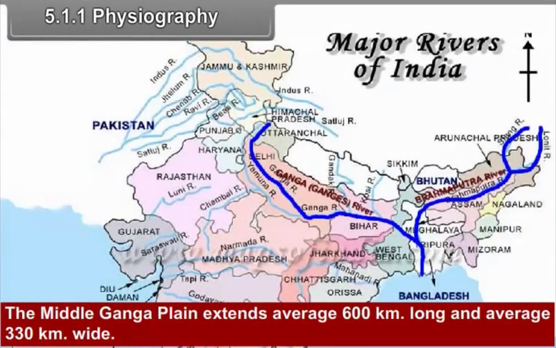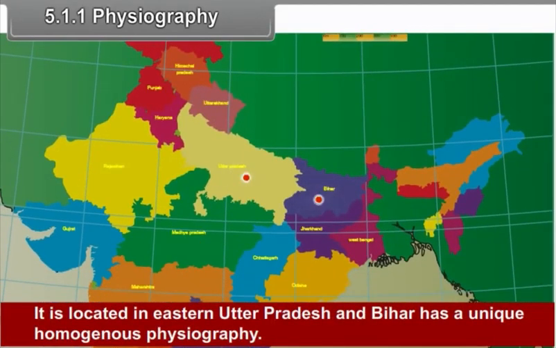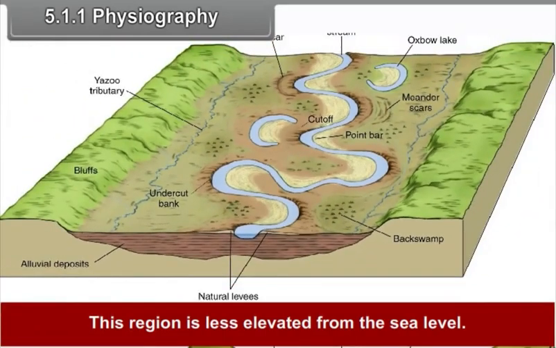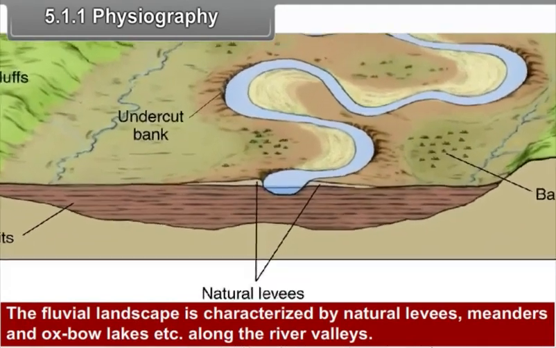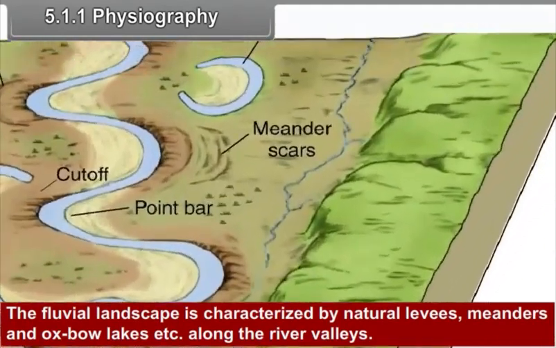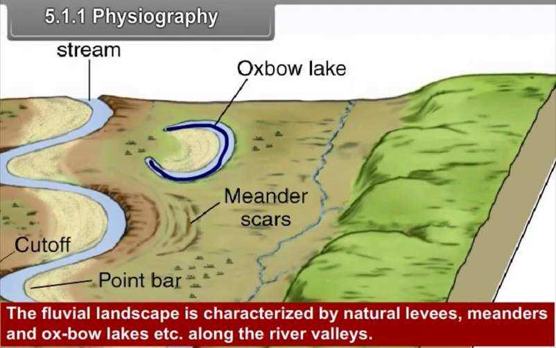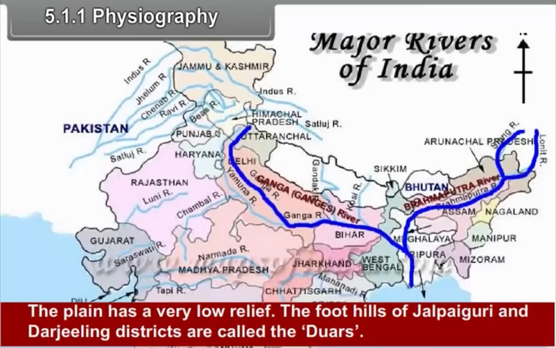The Middle Ganga Plain extends an average of 600 km long and 330 km wide. It is located in eastern Uttar Pradesh and Bihar, and has a unique homogeneous physiography. This region is less elevated from the sea level. The fluvial landscape is characterized by natural levees, meanders and oxbow lakes along the river valleys. The Lower Ganga Plain is located in West Bengal.